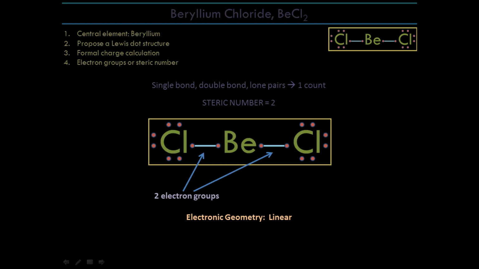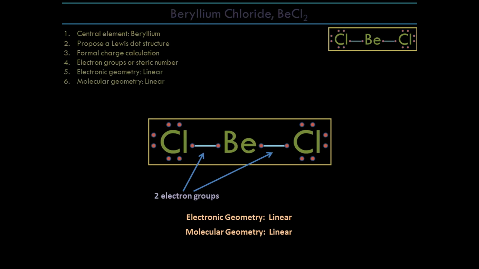So this electronic geometry is based on how the electron groups are separated. The next is molecular geometry. How are the atoms separated? The atoms that are bonded to the central atom. So it's just the same for this example. Electronic geometry, the electron groups are 180 apart. Molecular geometry, the atoms bonded to the central atom are 180 degrees apart. So both are linear. So this talks about the arrangement.